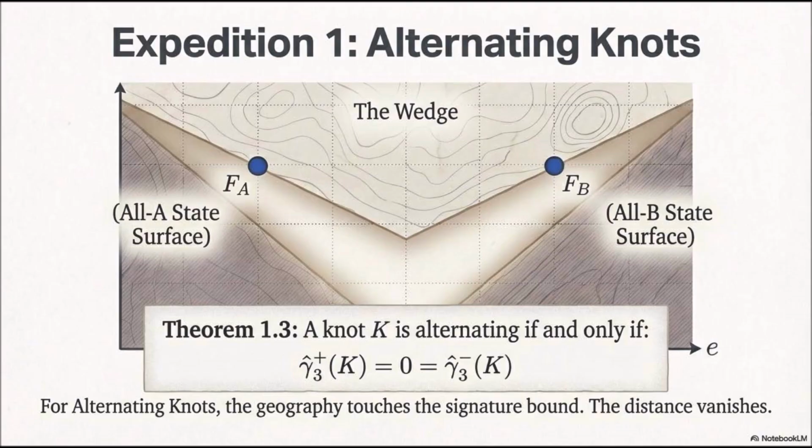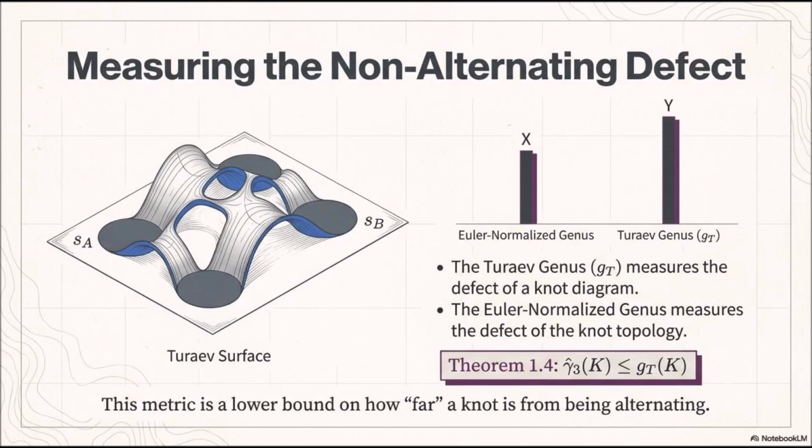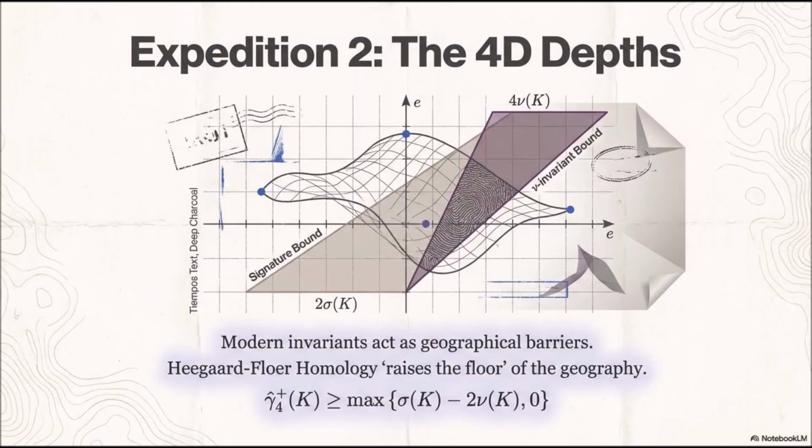So the question: is there a physical meaning to this? If these knots were, say, tangled DNA strands or cosmic strings or magnetic flux tubes, what would this 4D gap represent in reality? Is it some kind of potential energy? Is it a measure of stability? What does it mean? That is a question for the next deep dive.